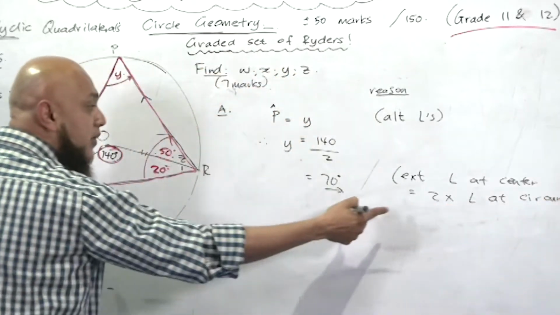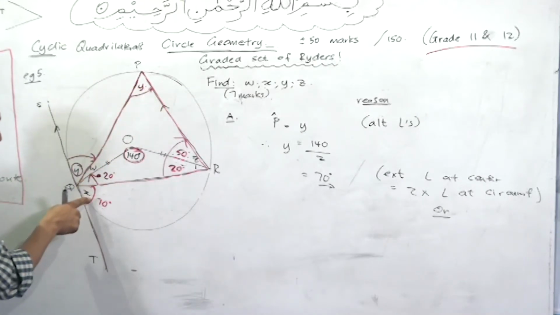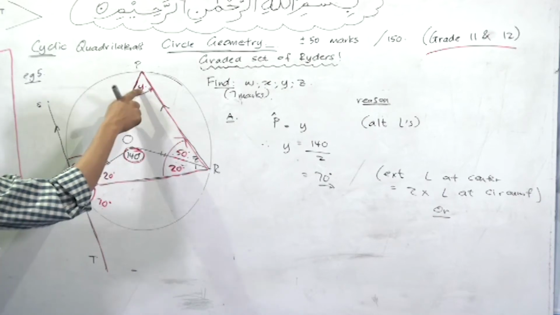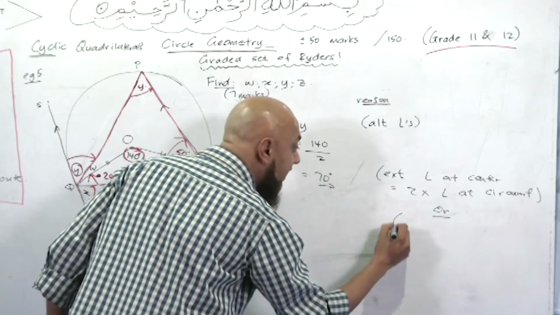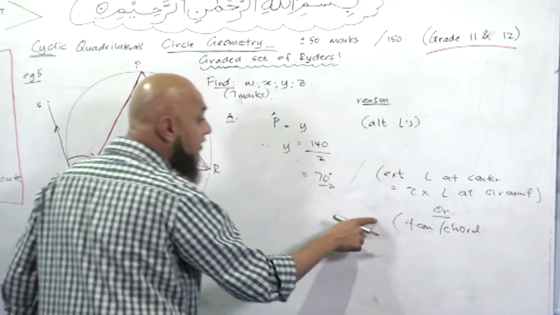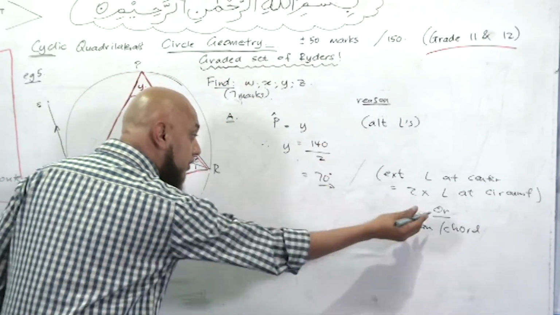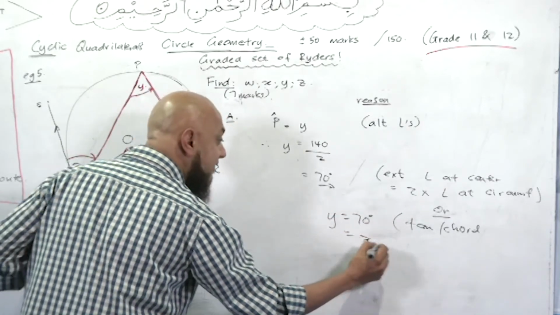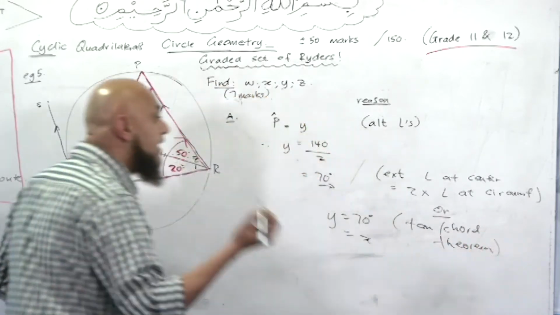You could have used that one, or you could have used a second rule: if this is Y and X is Y, or if X is 70, Y is also equal to 70, tan chord theorem. But then you're not going to say Y is equal to 140 divided by 2. You're just going to say Y is equal to 70 degrees, because it's also equal to X, which is your tan chord theorem. And there we go.